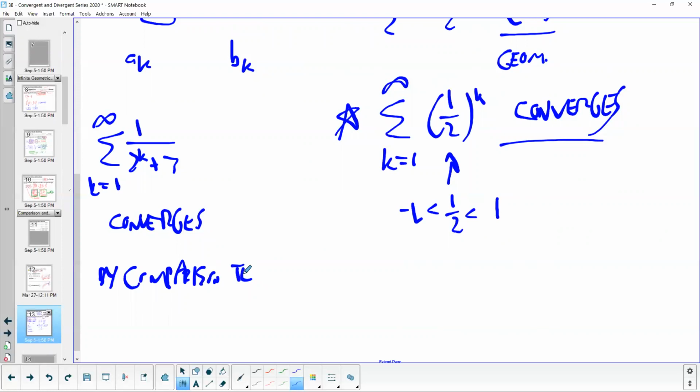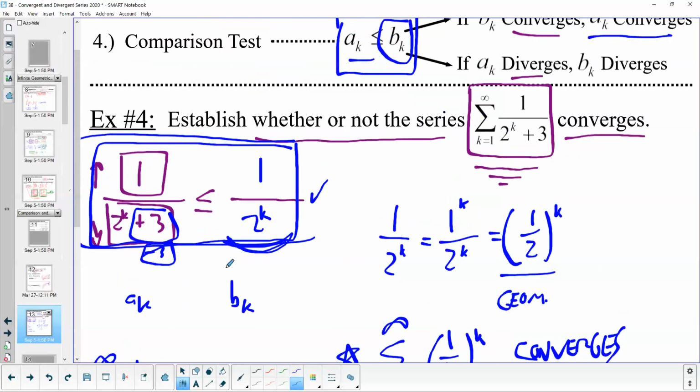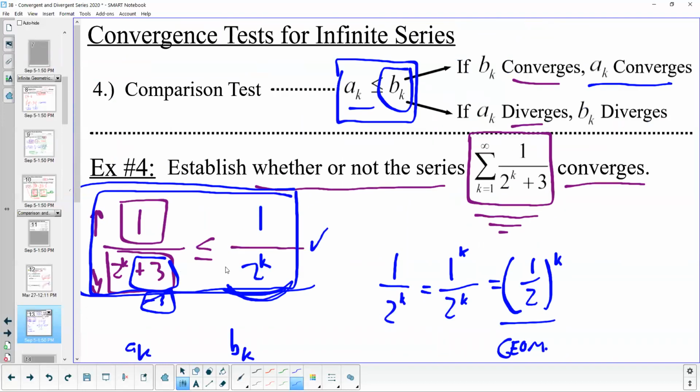It is really hard to write with a mouse, so thanks for being patient. And we'll do a few more examples of these as we dig into the homework a little bit.